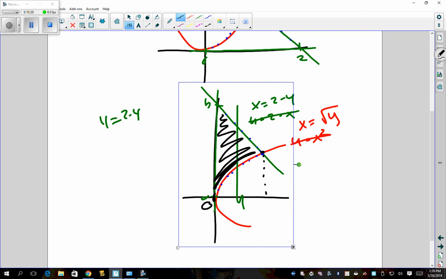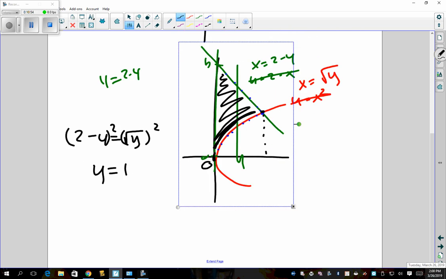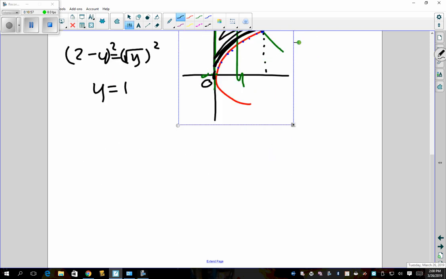And so now that we have things in terms of y rather than x, we can solve for that intersection point. So we can take 2 minus y equals the square root of y. In order to solve this, we would need to square both sides. Since I really want you to focus on the integration rather than this whole process, I'll just tell you we get y equals 1. And so now my bounds are from 0 to 1.